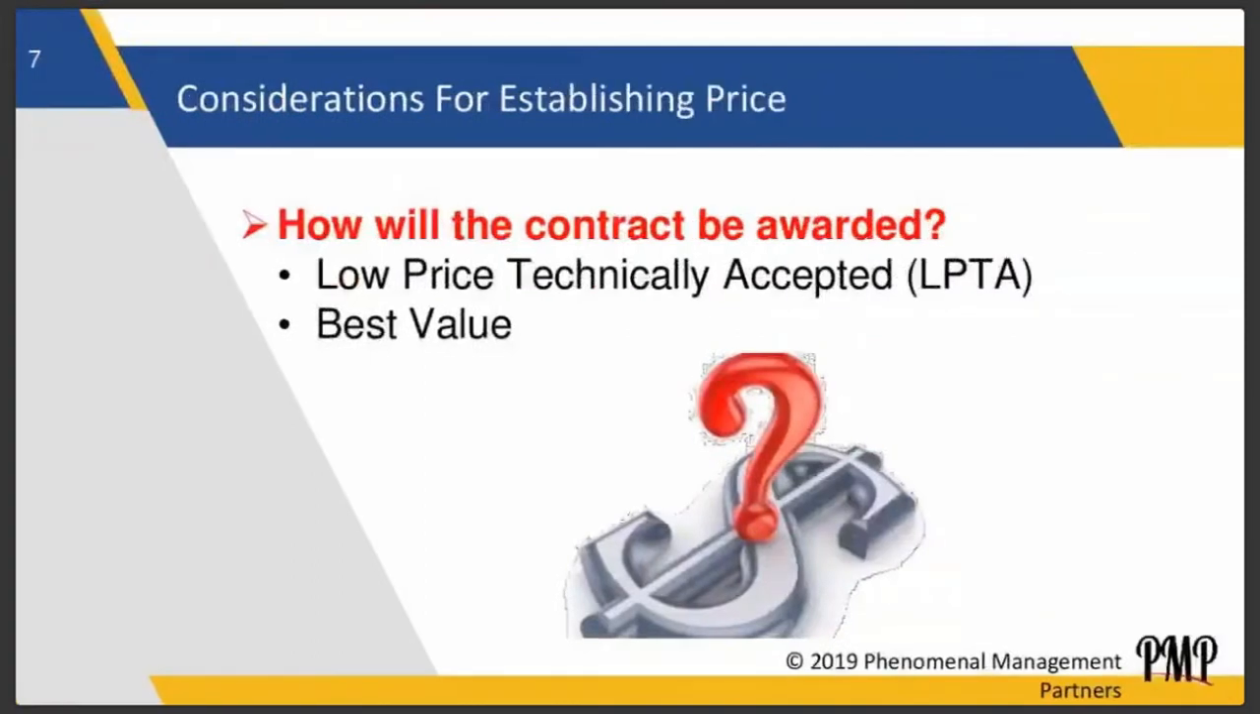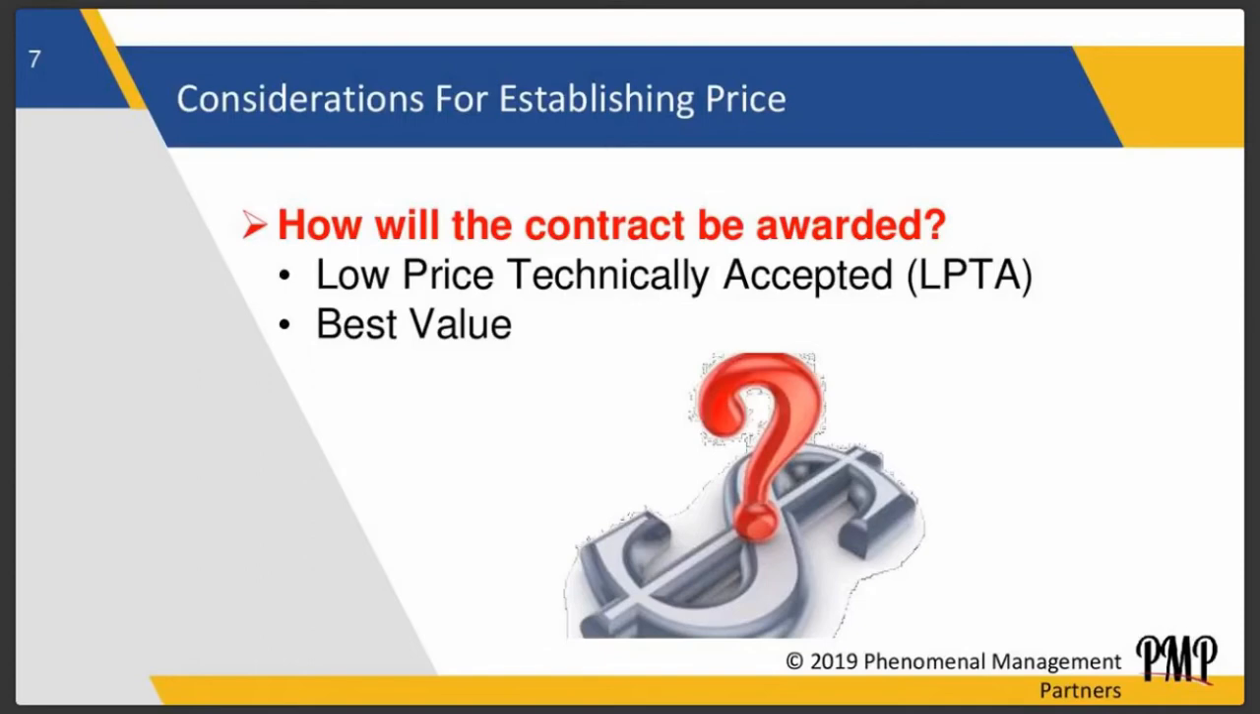So the next thing we're going to talk about is, how will the contract be awarded? So there's two concepts that are going around. It's more than two, but there's two concepts that are very, very important to understand. And that's LPTA, we call low price technically accepted, and best value. So the low price technically accepted means that it's the lower price. But if it's not technically sound, first they have to say that you have the technical expertise to do this, and then they'll go to the low price.